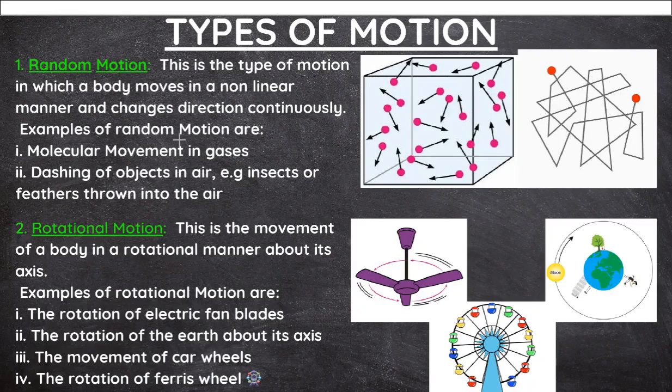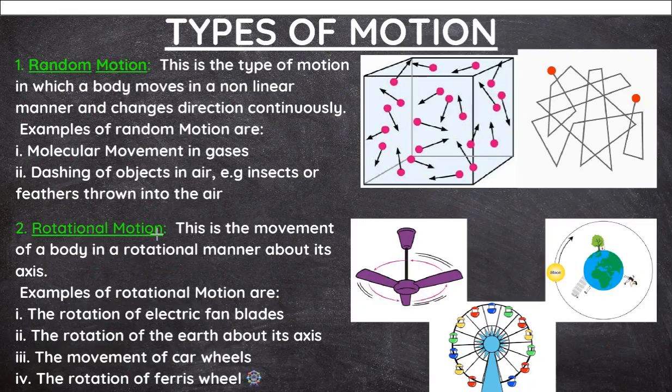So examples of random motion are: number one, the molecular movement in gases. And number two, darting of objects in air, e.g. insects. Do you know the way insects move? Insects do not move in a straight line. They go anyhow. They go in a non-linear manner.